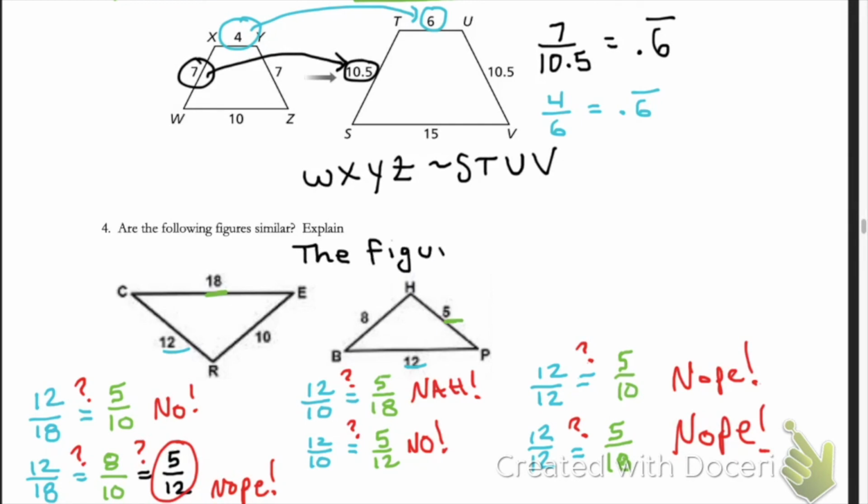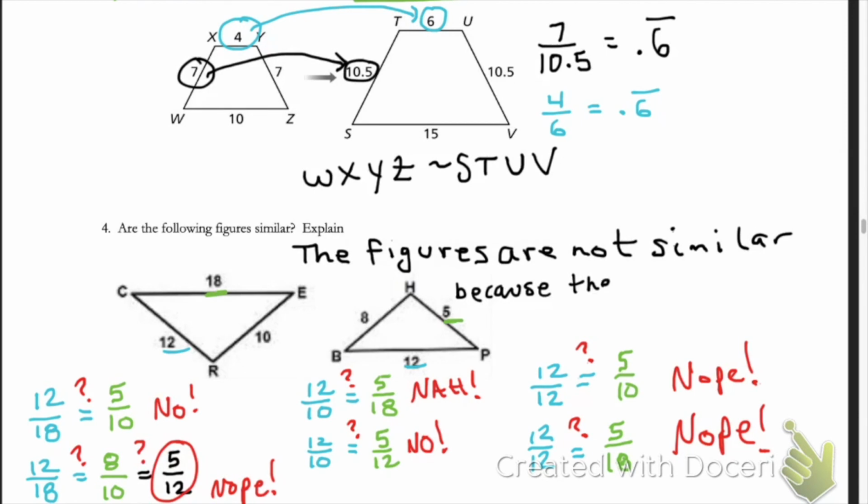So the figures, the two triangles, are not similar here. Why are they not similar? They're not similar because the corresponding side lengths are not proportional. We have no corresponding proportional sides.